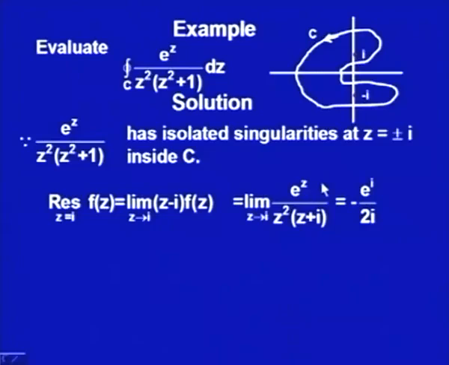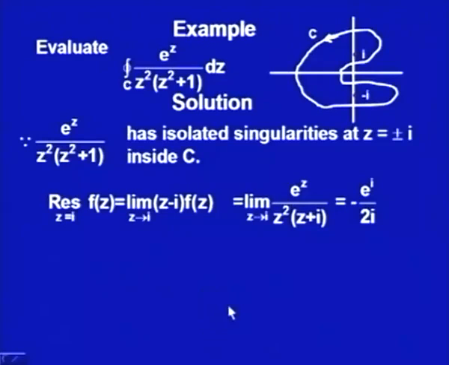This says to evaluate this function at z is equal to I. When z is equal to I, the numerator would be e to the power I. In the denominator, z square, that is I square, is minus 1, and z plus I is 2I. So what we get is minus e to the power I upon 2I. This is the residue at z is equal to I for this function.